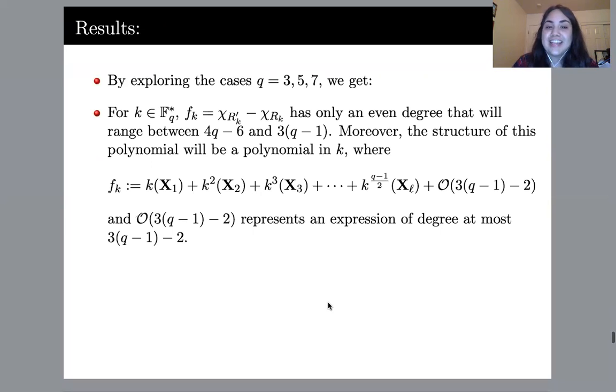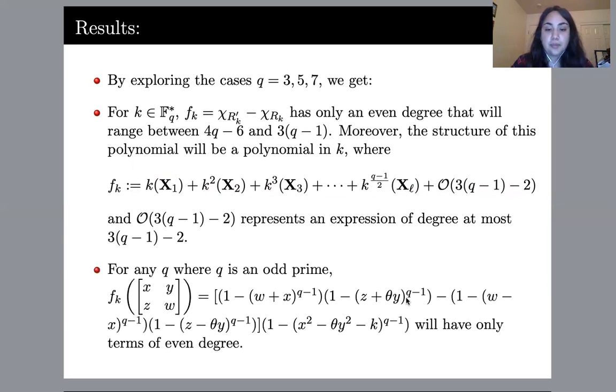So by exploring the cases Q equals 3, 5, and 7, we get that for any K in my FQ star, my difference, or my FK, has only an even degree that will range between 4Q minus 6 and 3 times Q minus 1. Moreover, it's going to have the structure of a polynomial in K, where you're going to see that it's going to look like this. And O of 3 times Q minus 1 minus 2 represents an expression of degree at most 3 times Q minus 1 minus 2. So we were able to generalize this and prove that actually it is true. It will only have terms of even degree, not only for Q equals 3, 5, or 7, but actually for any Q when it is an odd prime.